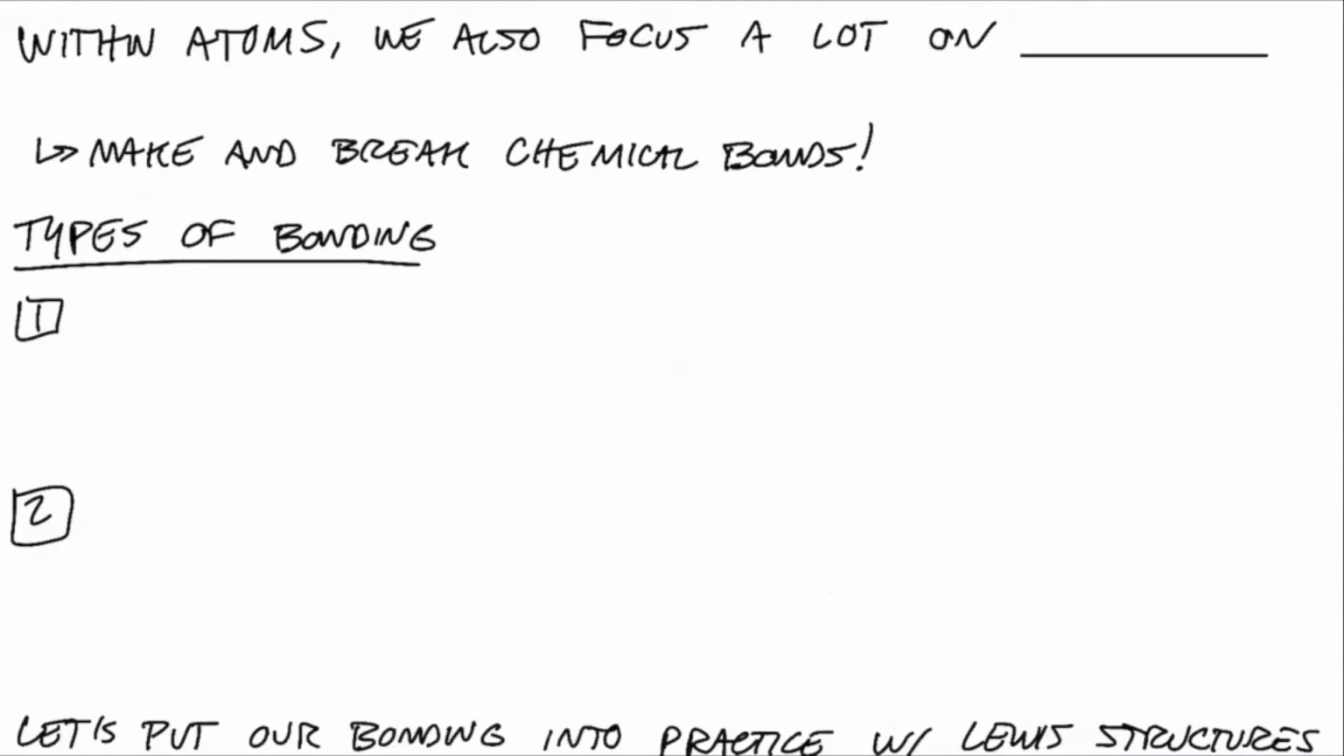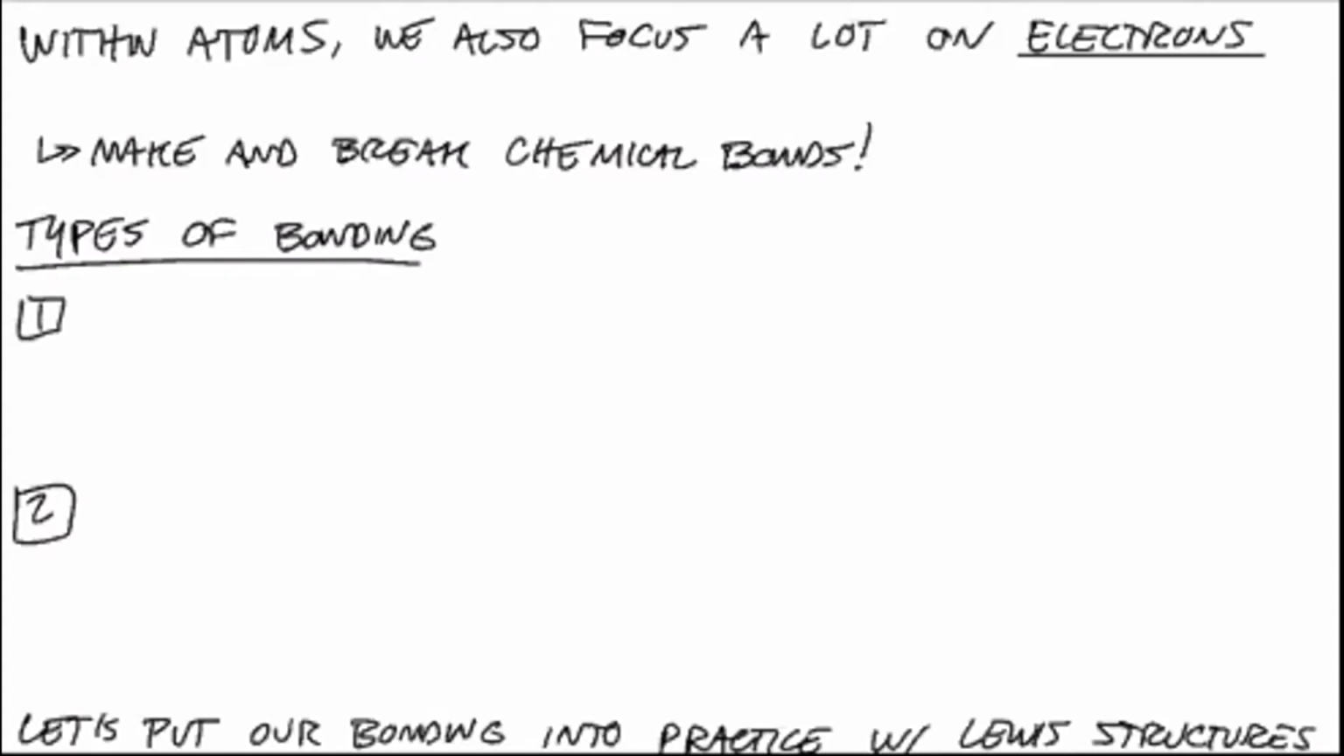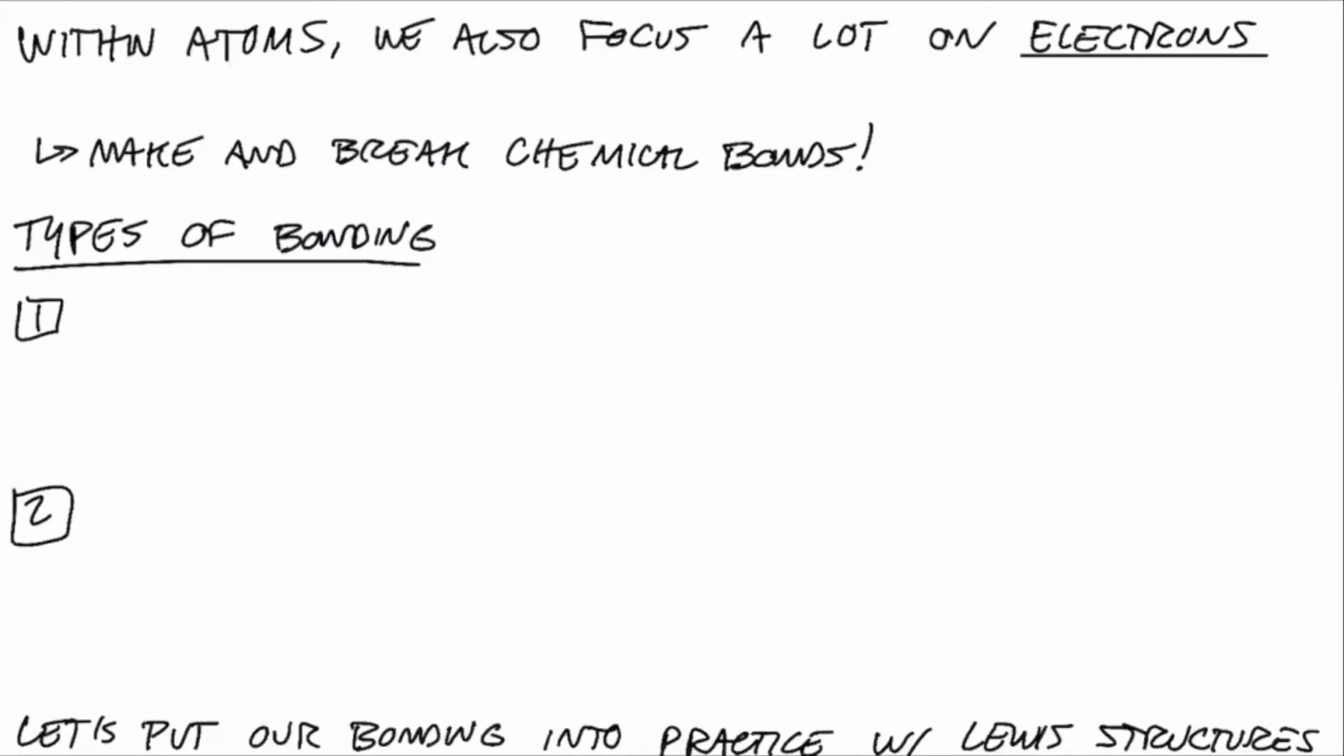So we've got our atoms, right? And we don't care quite as much about the nuclei, really. What we're more focused on actually is the electrons, because electrons are what actually make and break chemical bonds, and they're the things that cause reactions to occur. So we have two major types of bonding that we're going to focus on, one more than the other, I should say. And that is ionic versus covalent bonding.